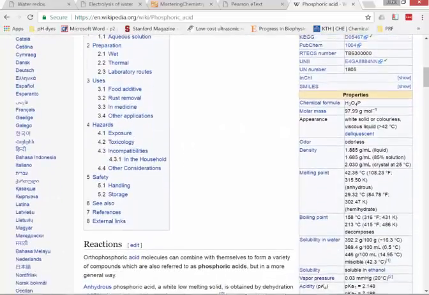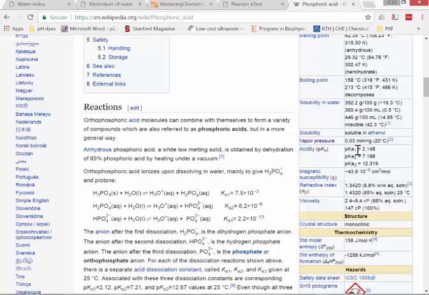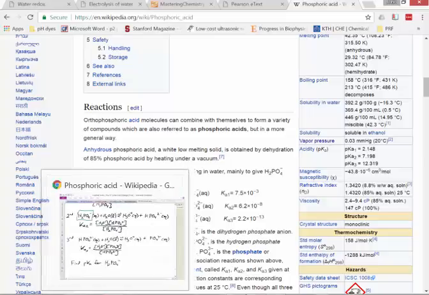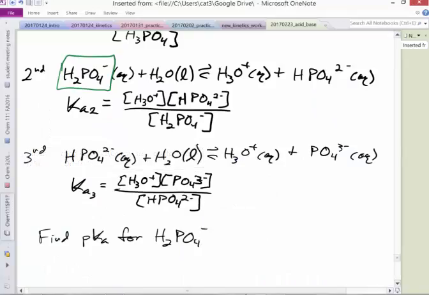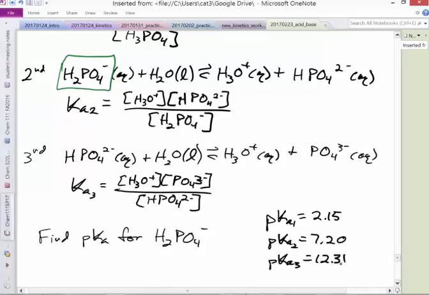Usually on the right, under properties, acidity, pKa, you'll find pKa 1, 2, and 3. Good. So 2.15, 7.20, and 12.32. Which one of those is the appropriate pKa to choose for H2PO4 minus? 7.2. How did you know? Because it's the second one. Yeah.